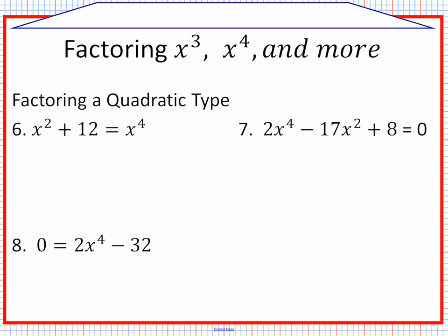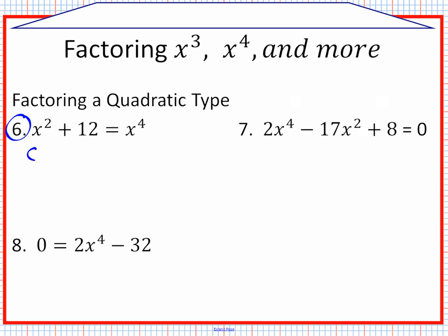All right. This video focuses on what we call quadratic type, or often quadratic form, which are polynomials that behave like our regular x squareds. They factor nicely, they solve relatively easily, but they have different degrees or different exponents. So the first one we're going to look at, number 6, factors like a quadratic in x squared.